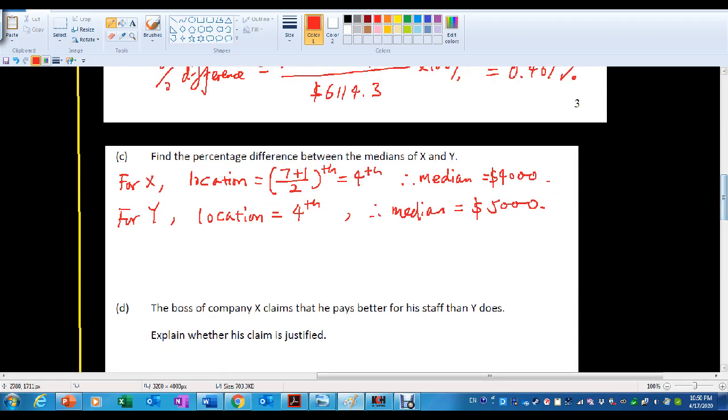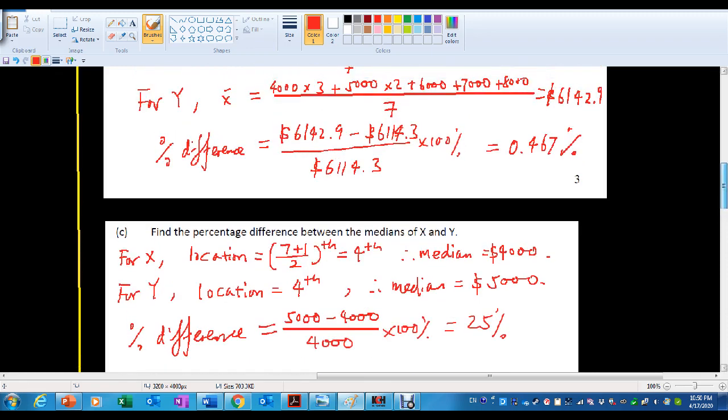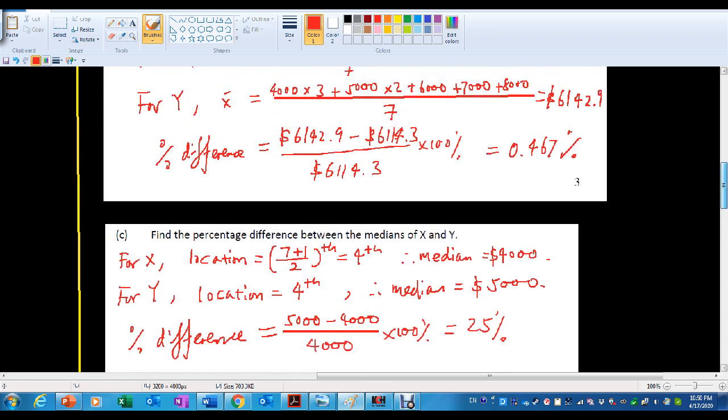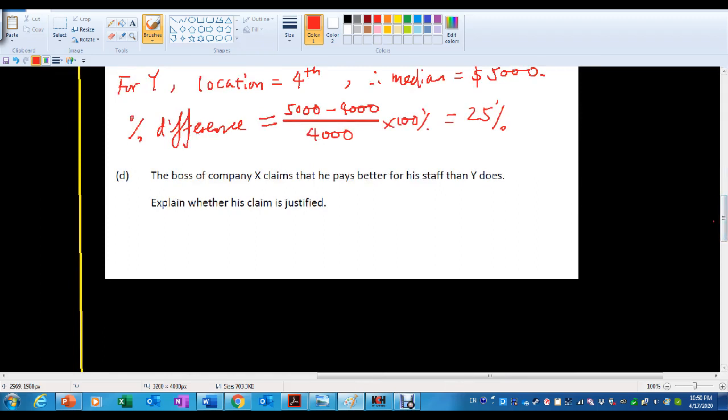So let's see the percentage difference. Again, we use 5,000 minus 4,000 divided by X. So 25%. That means Y is actually greater than X in terms of median by 25%. But Y and X have very similar mean. So, last question.